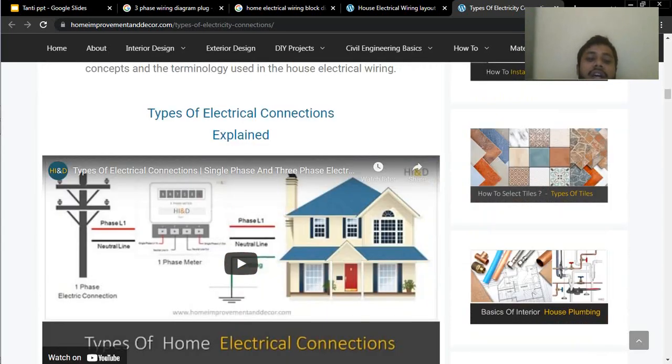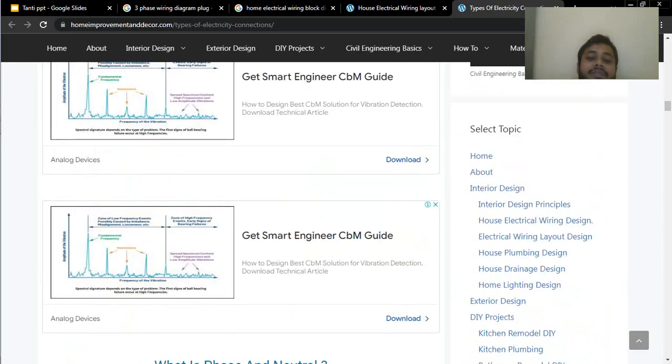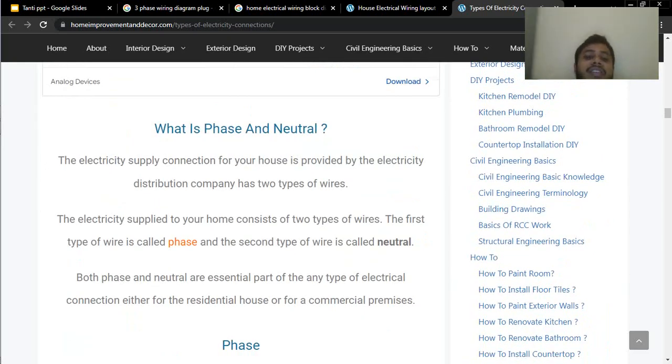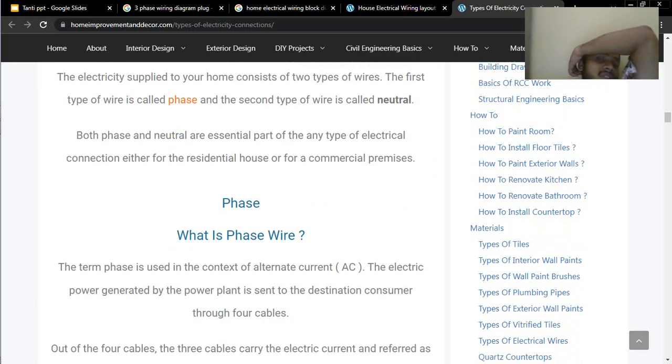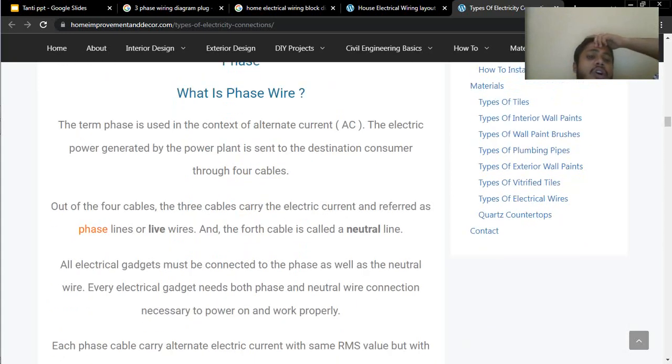So, the type of electrical wiring I am explaining here. What is phase and neutral? First is phase and neutral. The electrical supply connection for your house is provided by the electrical distribution company, and it has two wires. The electrical supply of your home consists of two types of wire. The first is called phase, and the second one is called neutral. Both phase and neutral are essential parts of any type of electrical connection, either for a residential house or for commercial premises. So what is phase?